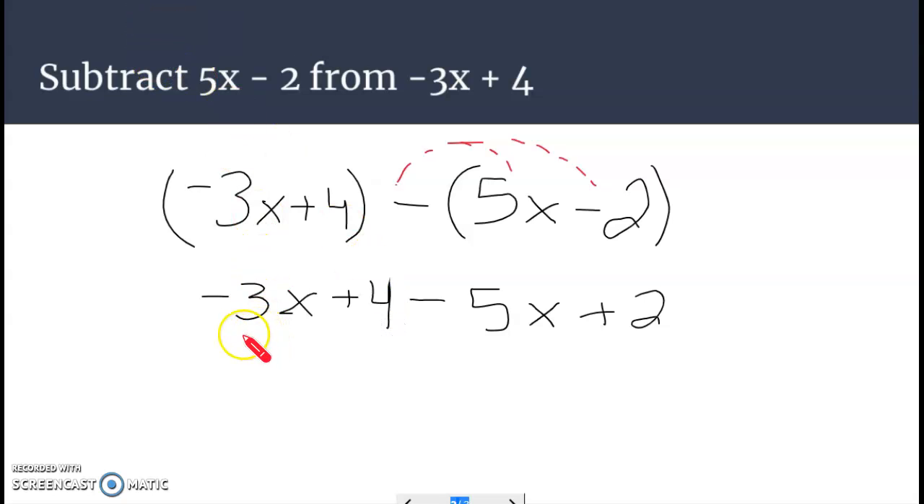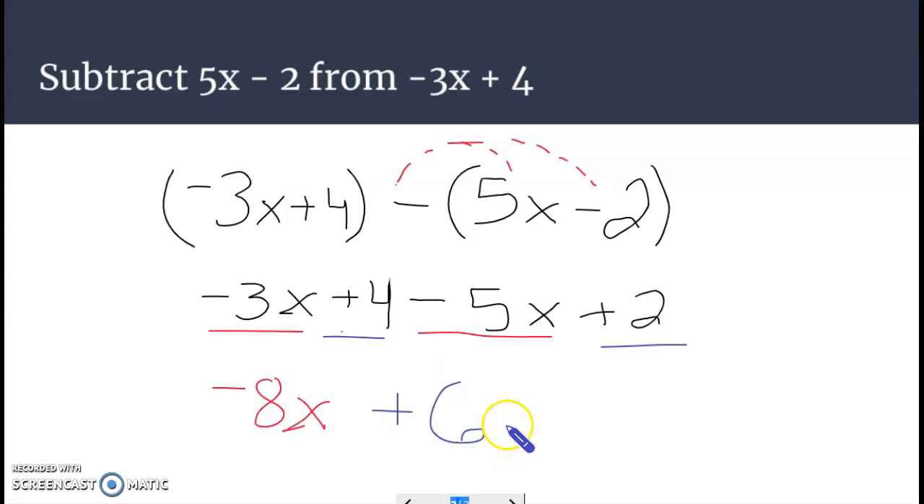We're back to combining like terms. Negative 3x, negative 5x. Put them together to make a negative 8x. Then we're going to add the 4 and the 2 together. Plus 4 plus 2 makes a plus 6. Final answer: negative 8x plus 6.